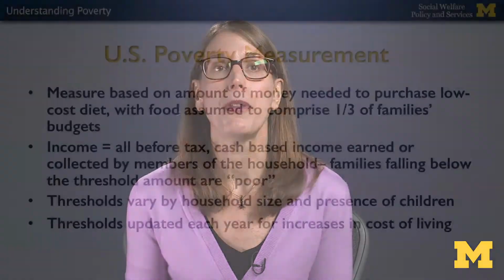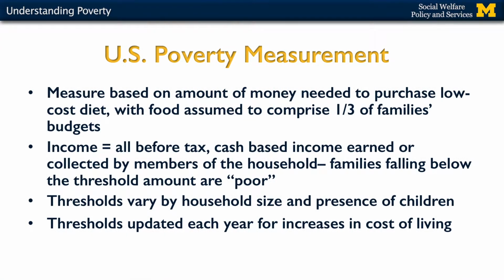She ended up coming up with a measure that took as an assumption that food consists of 1/3 of families' budgets. And in the early 1960s, that was a perfectly valid assumption to make. She then looked at what it would cost to eat a low-cost, what was called a thrifty diet. Those numbers varied a bit by family size. They varied by whether or not there were children in the household. She figured out what that number was, multiplied it by 3, and then there was our poverty threshold.